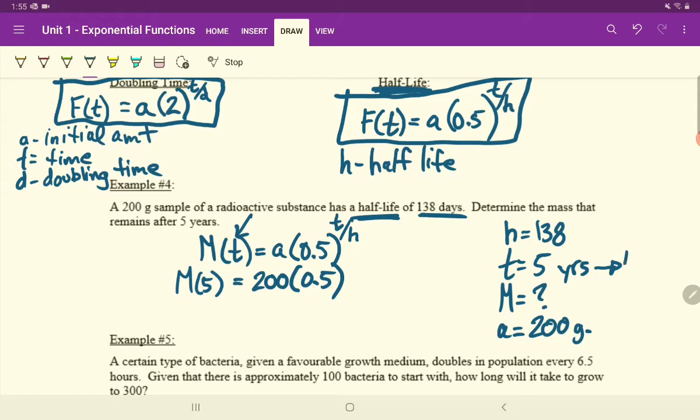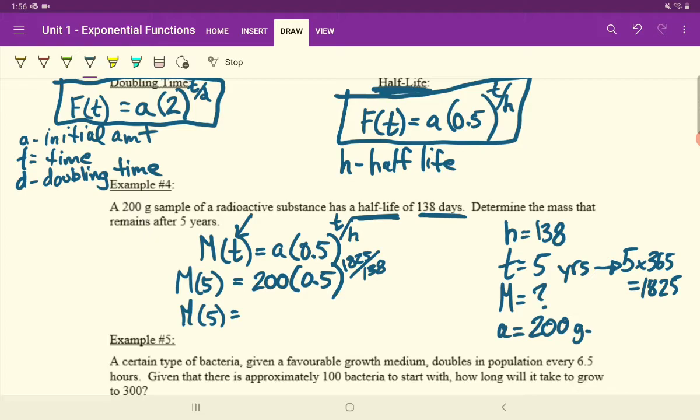Let's convert years to days. We have 5 times 365 days in a year for 5 years. So what is your value there? 1825. That's how many days 5 years is. So time is 1825 divided by a half-life of 138. On your calculator, you're going to do 0.5 to the power of brackets 1825 divided by 138, close bracket, hit your equal sign, and times by 200.